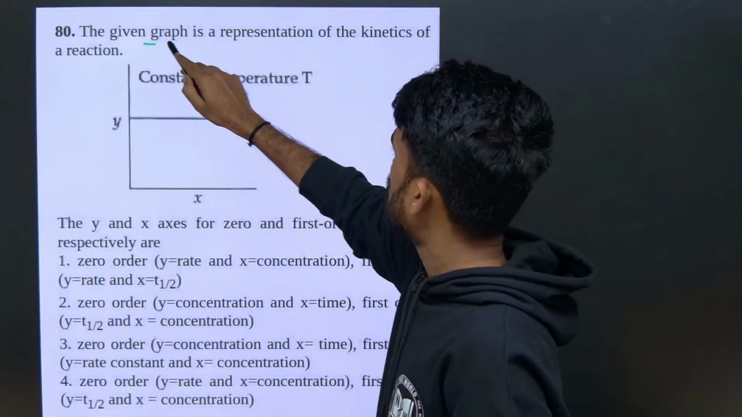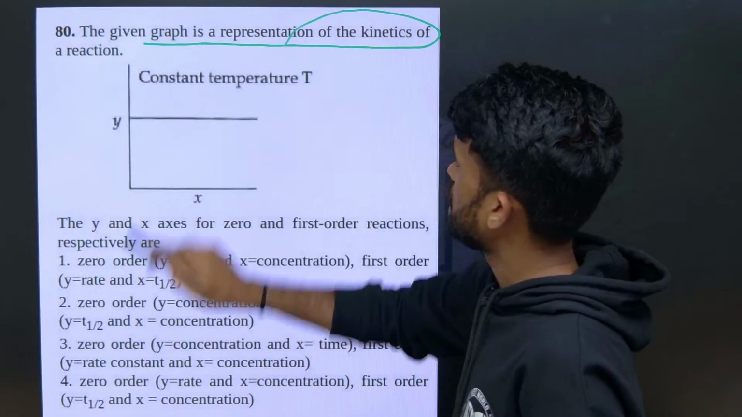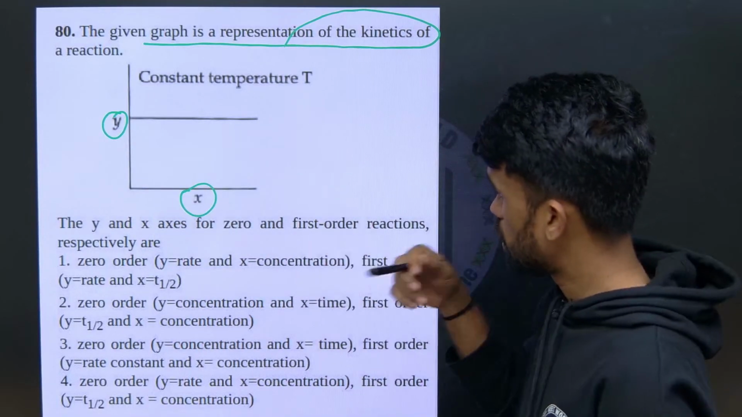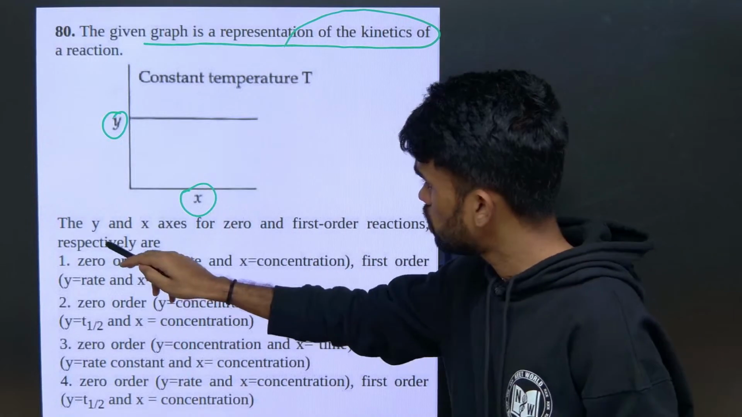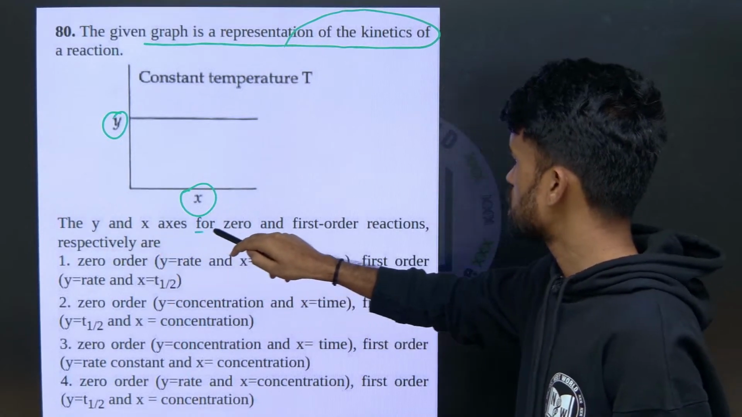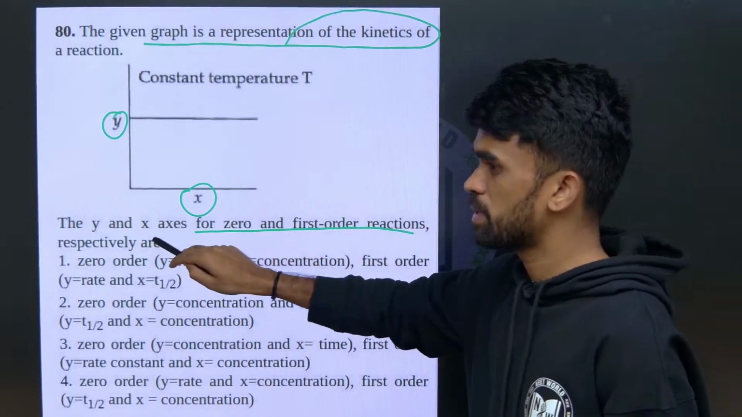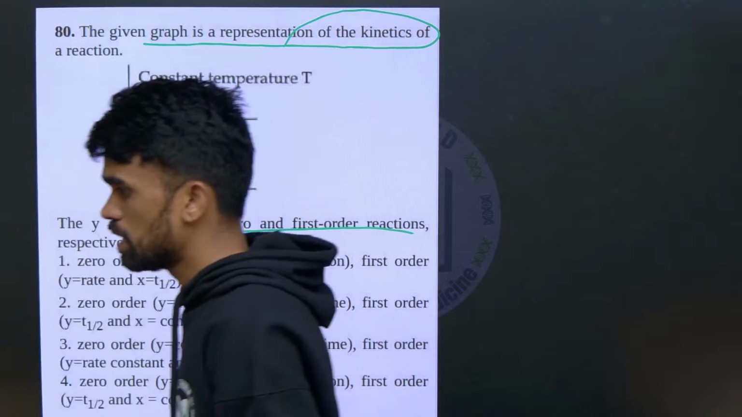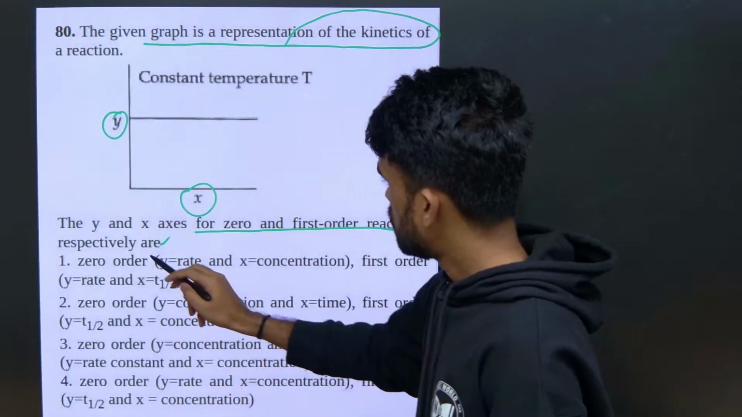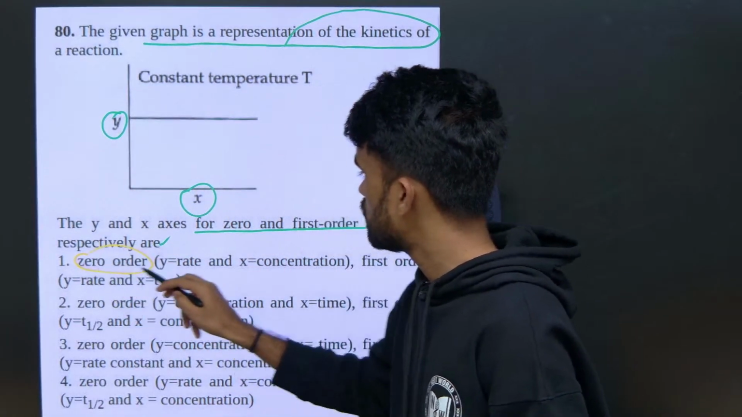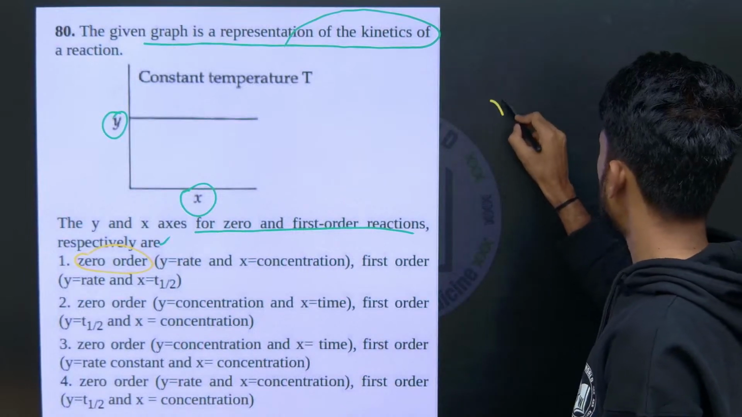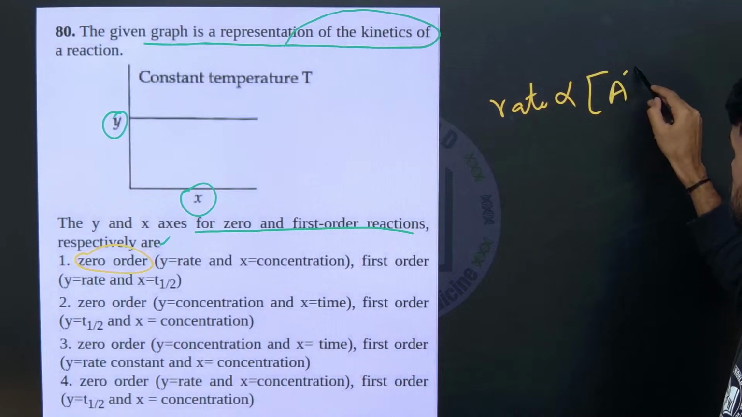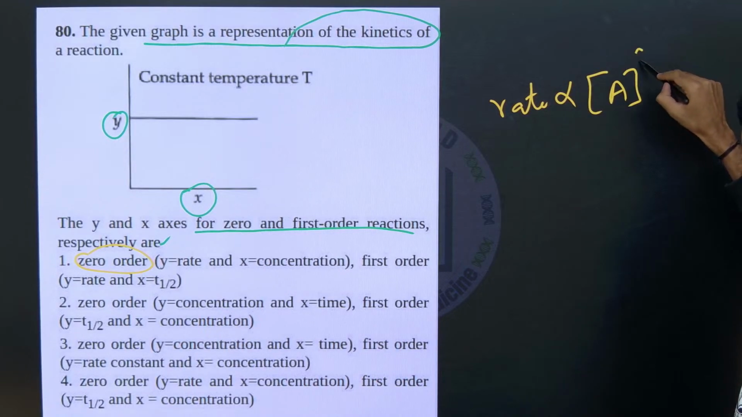The given graph is a representation of the kinetics of a reaction, with y and x as coordinates. They are asking what the y and x axes are for zero order and first order reactions respectively. So how can we identify this? Look here, if y is rate, the rate of a reaction for a zero order reaction is not proportional to the concentration of substrate, because it is zero order like this.